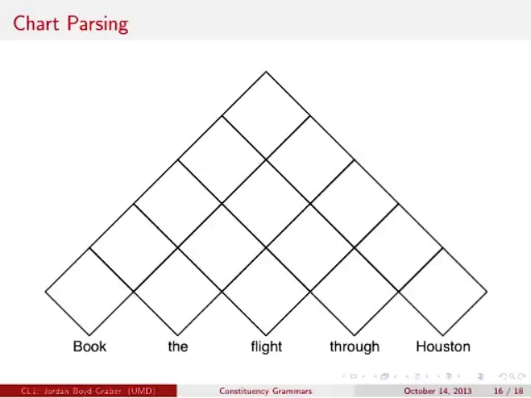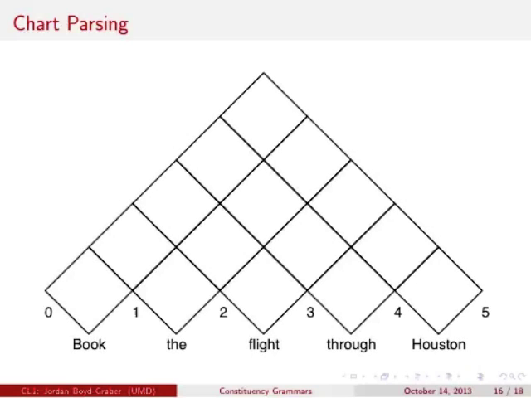So let's see an example of this. We have a yield, book the flight through Houston. And here are some indices for the spans that we'll be using. So first, we look at individual words, and we build up all of the non-terminals that can be associated with those words. So most of these are unambiguous. There is only one non-terminal that can be associated with each of these words.